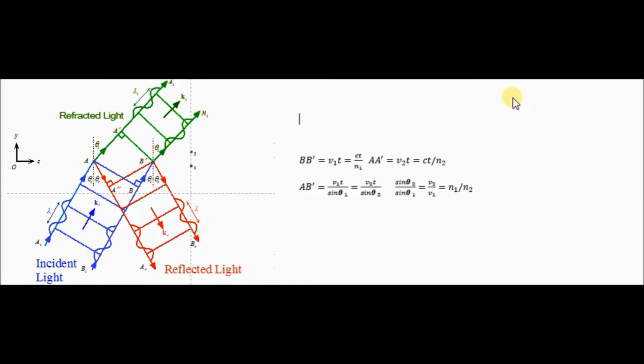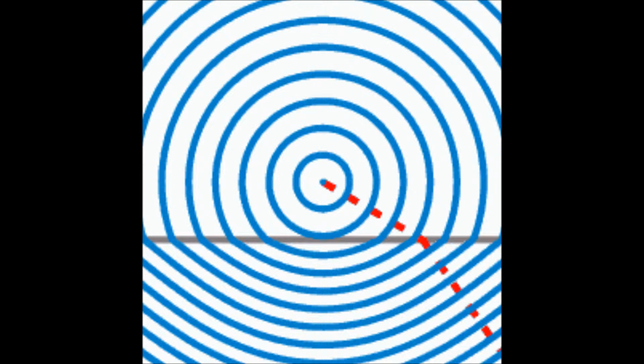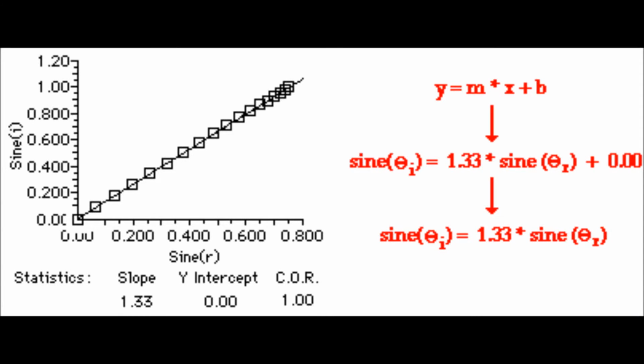From this, you can easily put Snell's law into the form that it's commonly seen in, n1 sine theta 1 equals n2 sine theta 2. This image shows the effect of Snell's law on waveforms. One can easily plot the sine of incident or refractive angle given one angle and the ratio of refractive indices for any two given materials, which serves as the slope for this linear relationship.